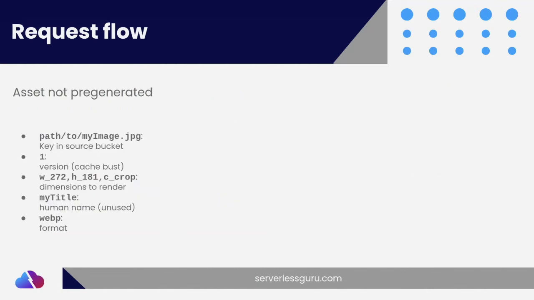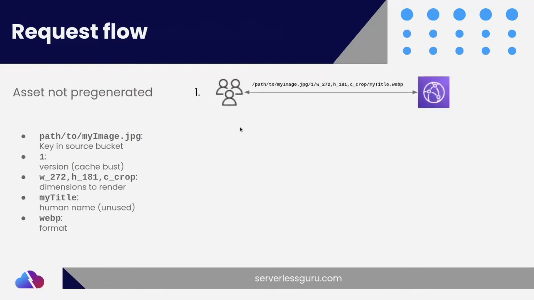And now what interests us is what happens if the asset is not pre-generated. In the path we've seen, we have a path to the image. That's the name of the image in our source bucket. Then we have a version just to bust the cache. Then we have some parameters to say it's 272 width, 181 height, and I want to crop it. Then just a human-readable title, because the file name needs to be file name.format, it cannot be just .format. And then a format, in our case, WebP.